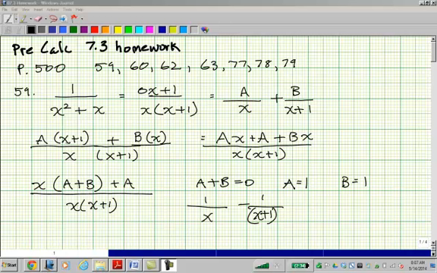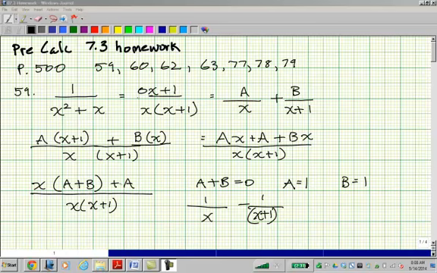So the numerator in a over x is multiplied by x plus 1, and the numerator b over x plus 1 is multiplied by x. So now we have a times x plus 1 plus b times x over x times x plus 1. We distribute, and we have ax plus a plus bx over x times x plus 1. Factor the x out of the two terms, ax and bx, and we're left with x times a plus b plus a.